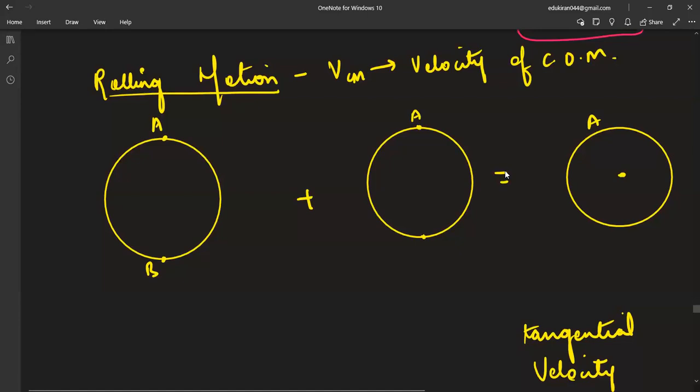Yes, class. So we have to start with rolling motion. This is the last part of your rotational motion. Then we'll start with gravitation in today's class only. But let us complete rolling motion first.